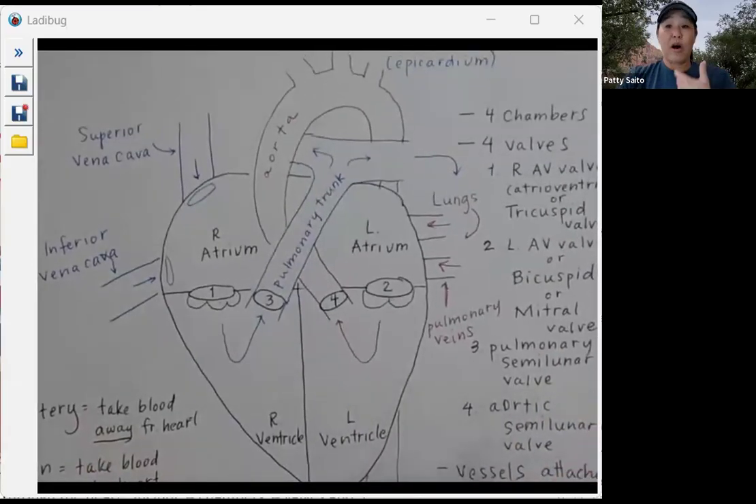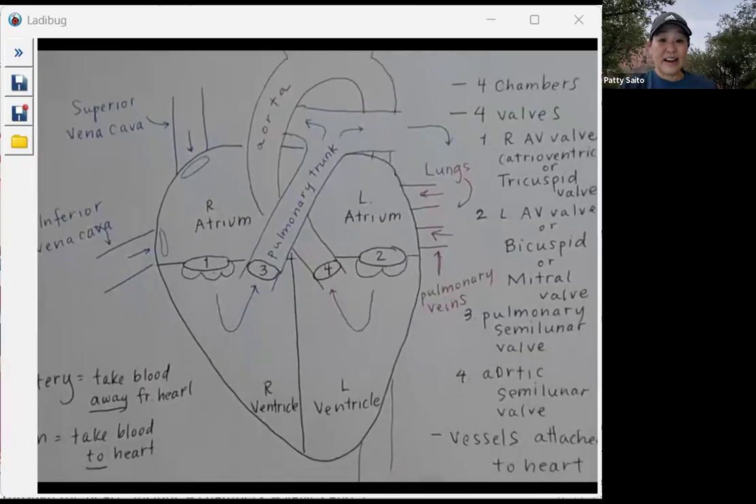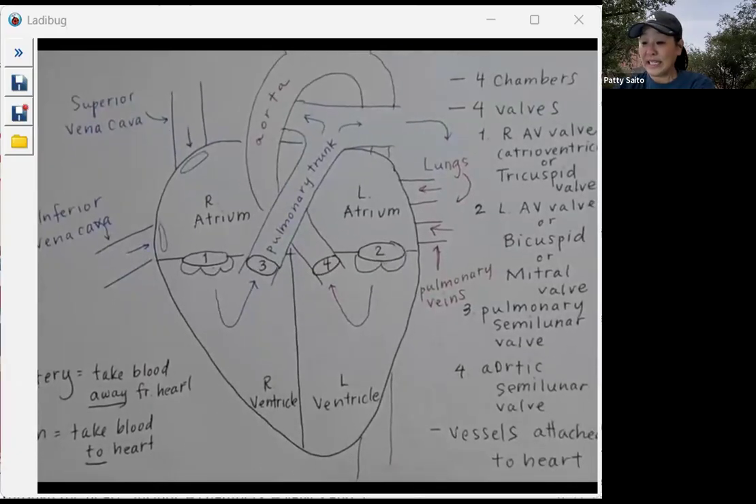And the aorta will go all the way down through the abdomen. Okay, and at the abdomen, it will split to go to the lower extremities. All right, so this is part of the aorta also. Is that clear? The path of blood.